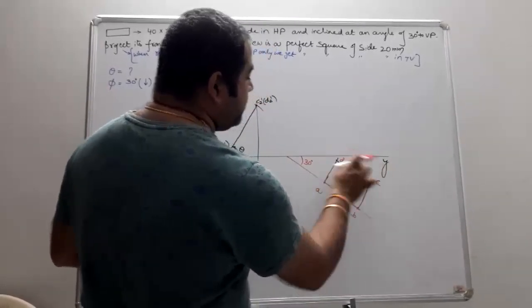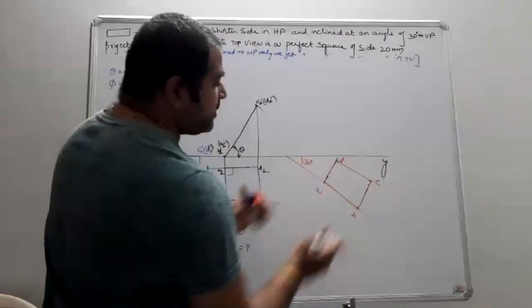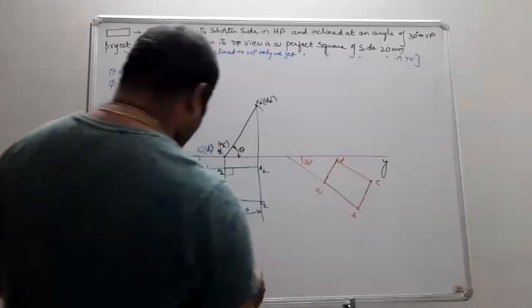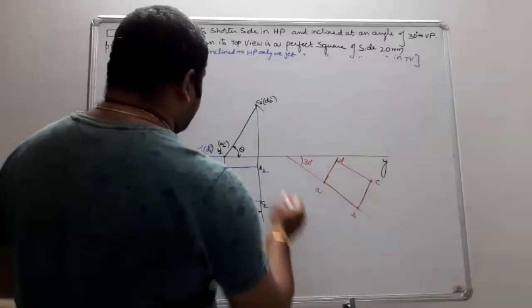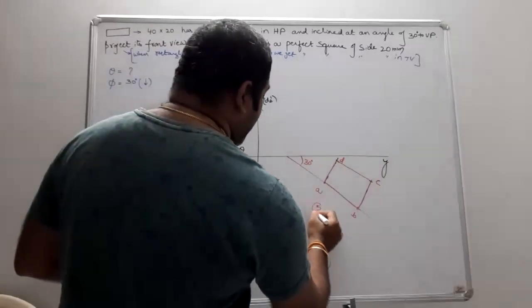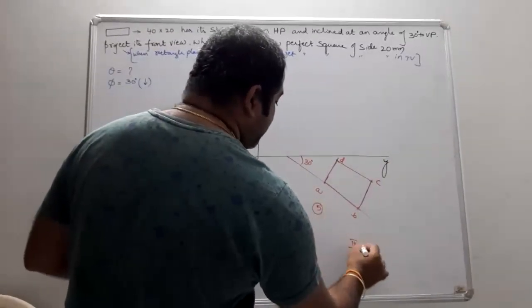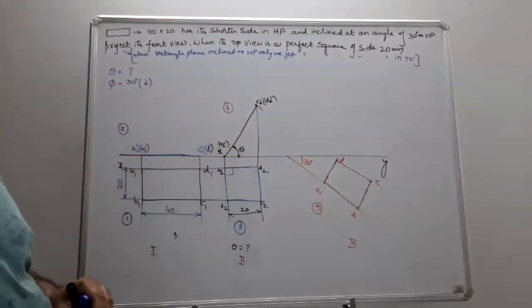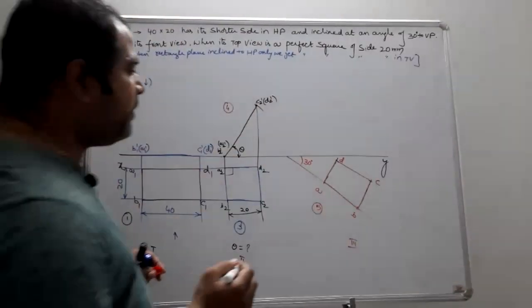Now this becomes your perfect square, which is reconstructed here of 30. This is stage 2, so this is step 4 and this is step 5 and stage 3. Once we obtain our final top view, I just require my final front view. How can we obtain this?